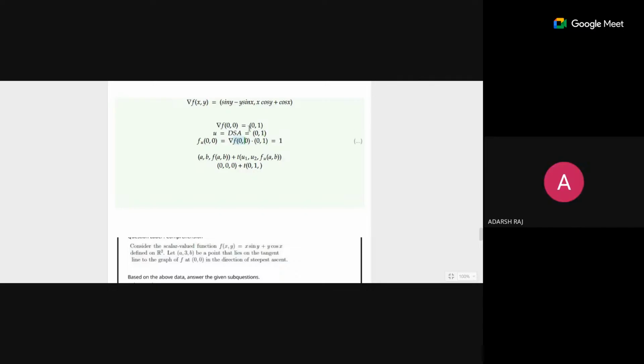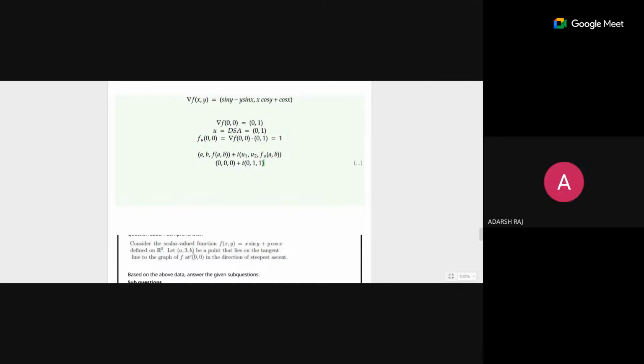So we know this value: this is 0 comma 1, and u is also 0 comma 1, so the dot product between these two vectors will be 1. So f_u will be 1. And we know this value, right? This value is given, a 3 b. Then we compare. So what will be the values of a and b? A is equal to 0, and b is equal to t, and t is equal to 3 also.